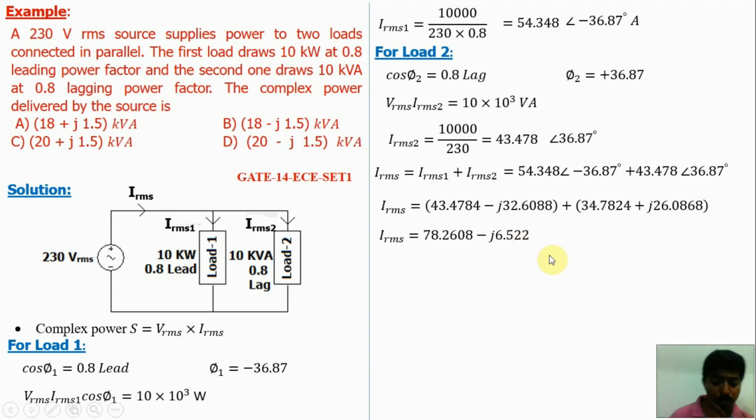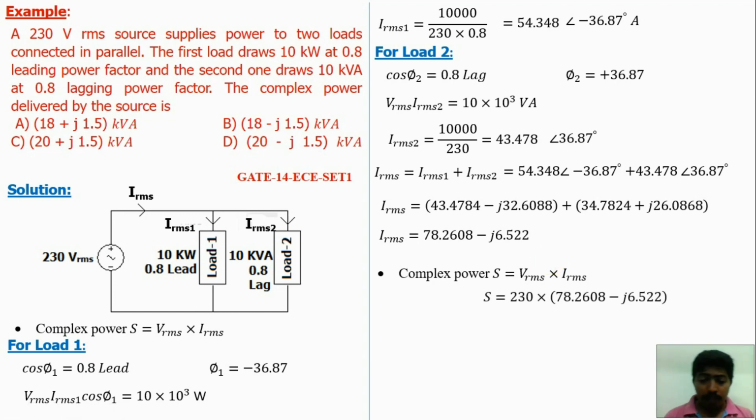This is the Irms value. But the complex power S is equal to Vrms and Irms with the phase included. So Vrms value is 230 and Irms is this value. Multiply them, and we will get 18 kVA minus j 1.5 kVA. So option B is correct. If you need to calculate the apparent power, just find the magnitude of S.